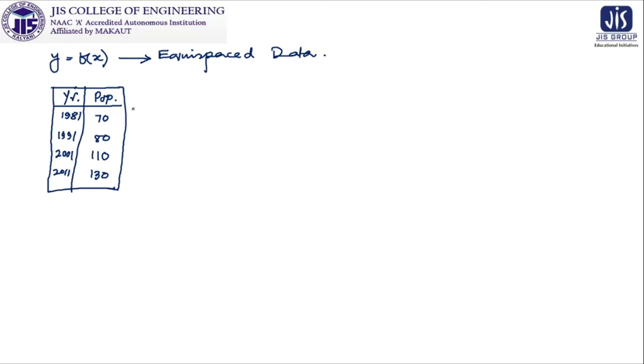Now look at this. From first observation we can say that this data is equispaced data, because we are collecting the data where our independent variable has the same spacing, here a 10 year gap.